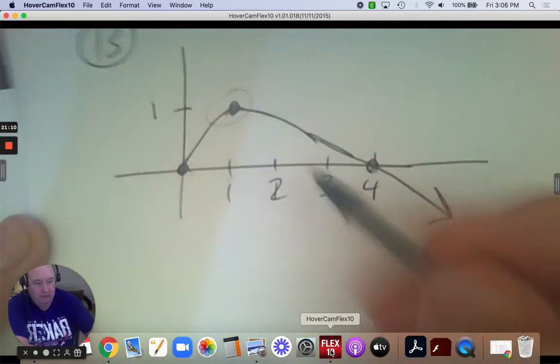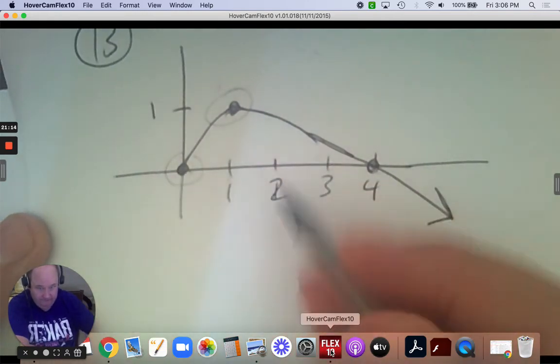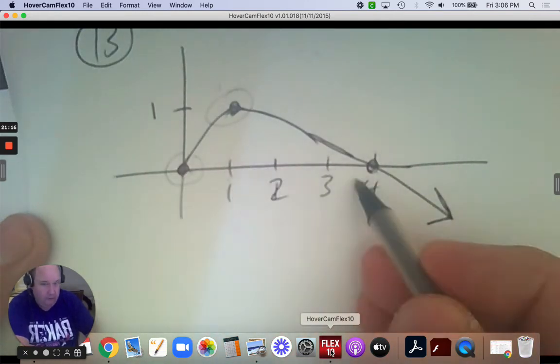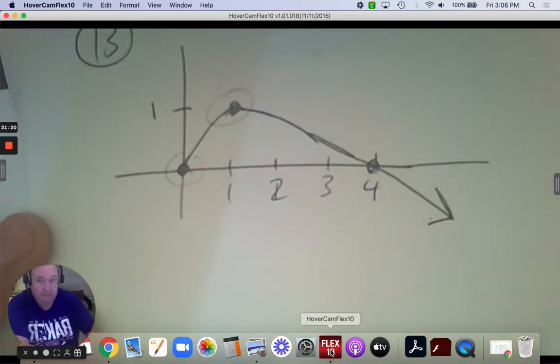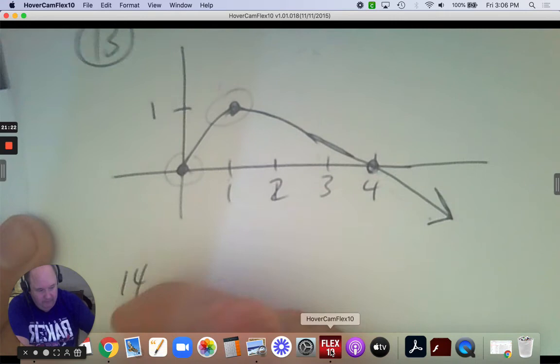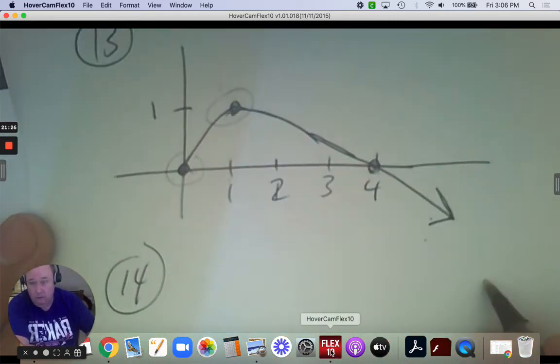So we have a maximum at 1, 1. This is where it starts, the domain. We have X-intercepts at 0 and 4. They cross at each one, and it's over. And you can see the range from here, that it's 1 and below.